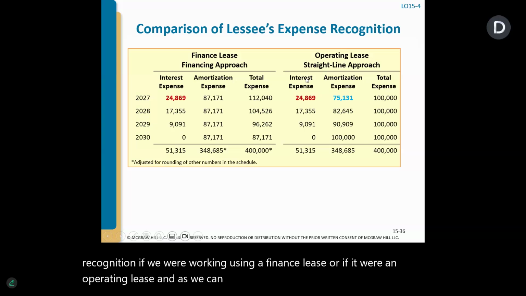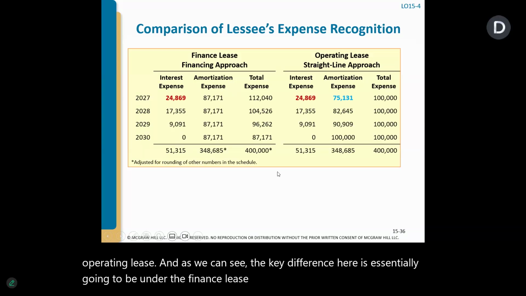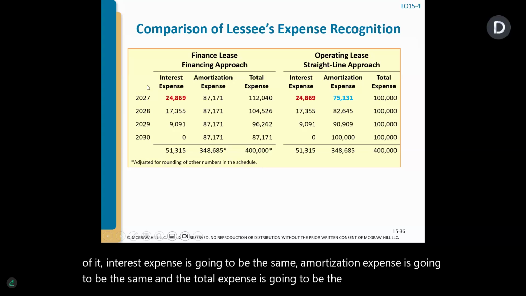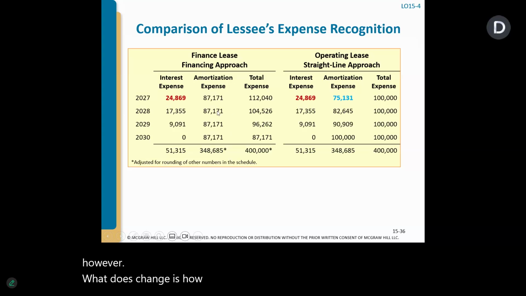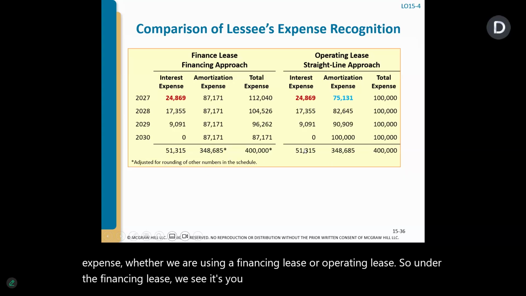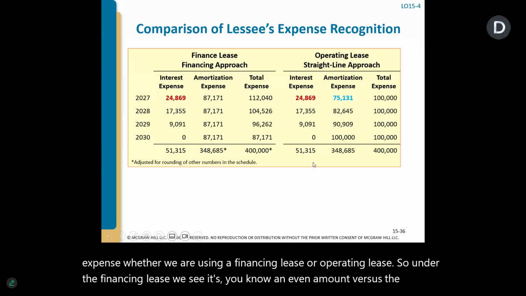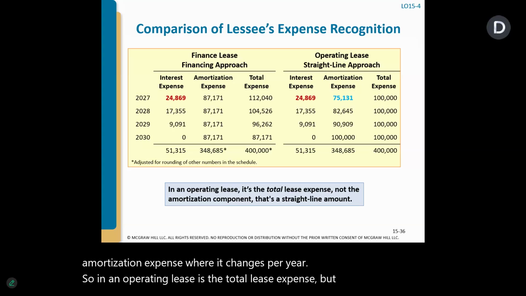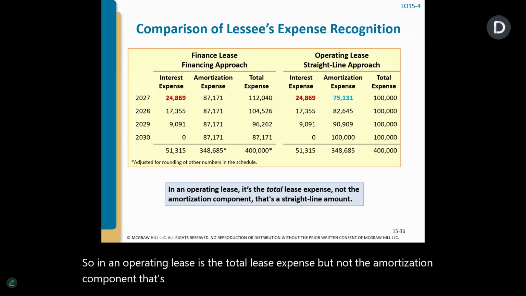And as we can see, the key difference here is essentially going to be under the finance lease. And the key thing to see is that at the end of it, interest expense is going to be the same, amortization expense is going to be the same, and the total expense is going to be the same. However, what does change is how much is going to be treated as an amortization expense, whether we are using a financing lease or operating lease. So under the financing lease, we see it's an even amount versus the amortization expense where it changes per year. So in an operating lease, it's the total lease expense, but not the amortization component. That's a straight line amount.